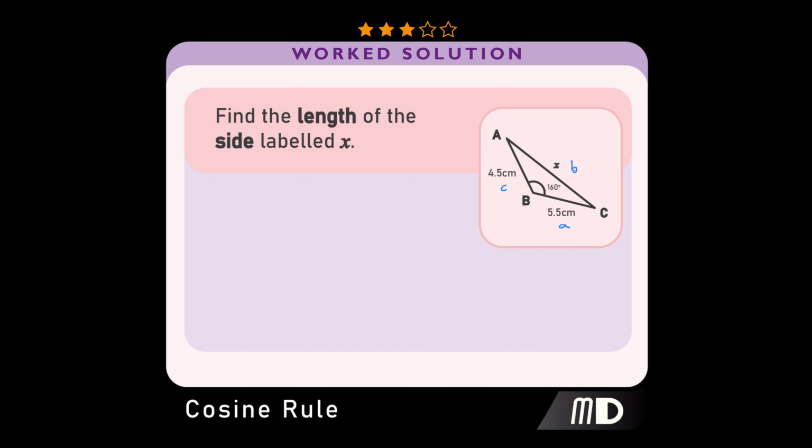For this question, the cosine rule is given as b squared equal to a squared plus c squared minus 2ac cosine B.